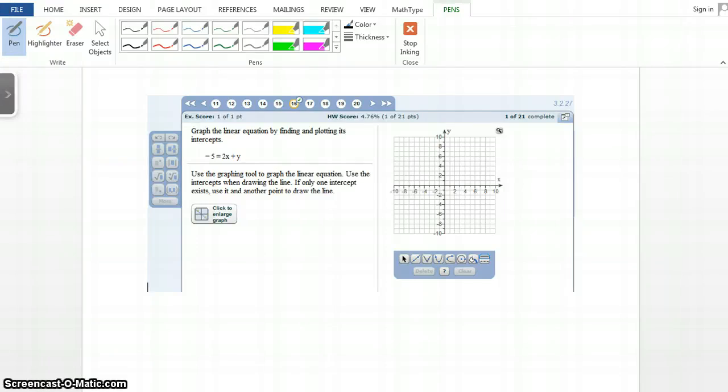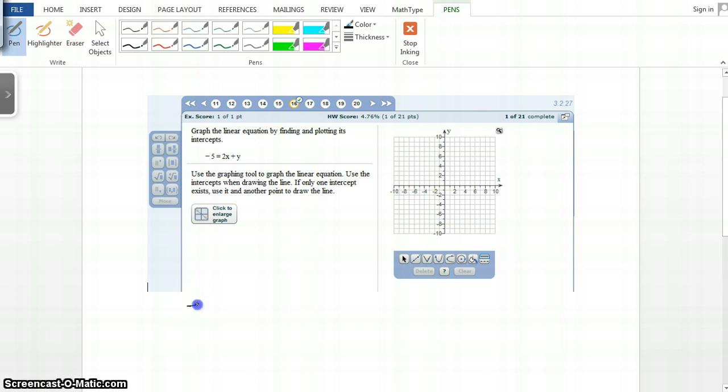Okay, here's one similar to the second problem that you emailed me. I just went into MyMathLab and pulled a similar problem. It's the exact same wording, but the equation's different. It says, graph the linear equation by finding and plotting its intercepts. So they give you negative 5 equals 2x plus y.